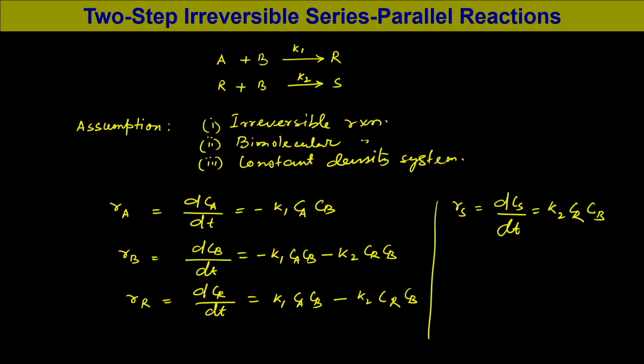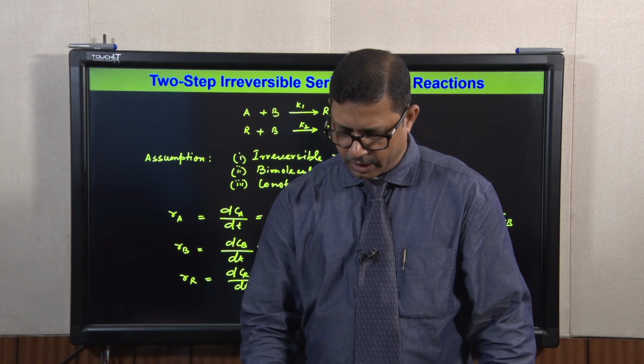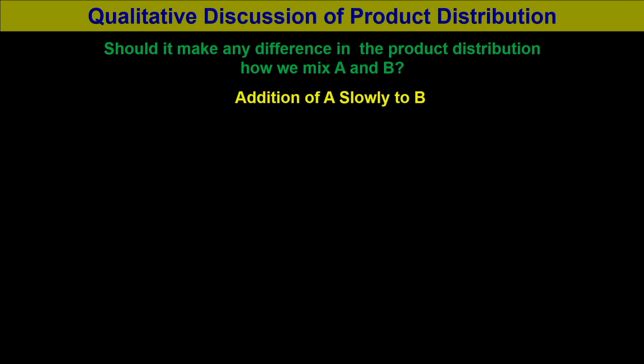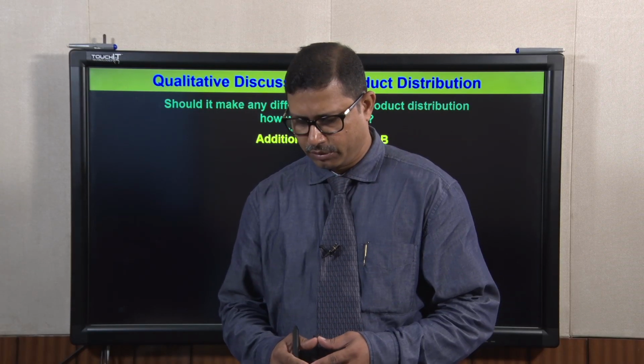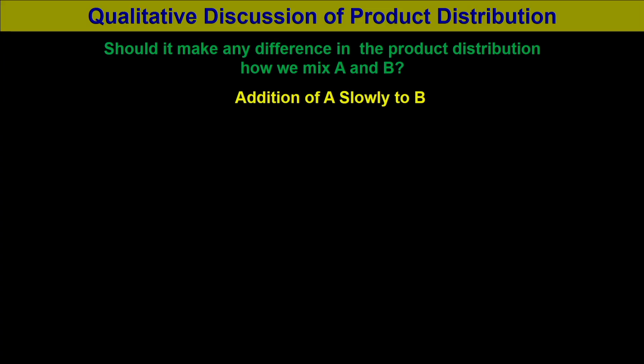Now, if we qualitatively see how the product distribution changes, we could see three different cases. In the product distribution, should it make any difference how we mix A and B? So, we would see whether addition in different ways between A and B changes the product distribution. Let us consider addition of A slowly to B and see qualitatively how it happens.